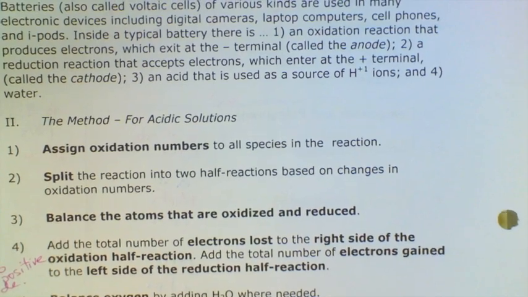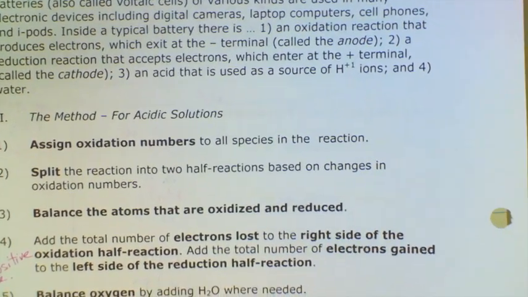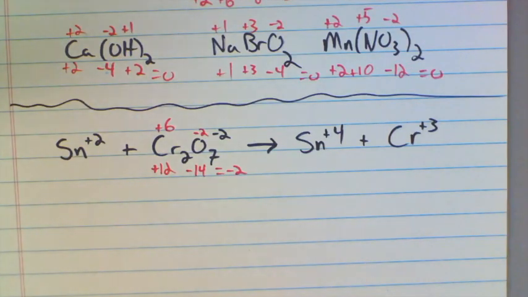Split the reaction into 2 half reactions based on changes in oxidation numbers. So remember OIL RIG here. Oxidation is a loss of electrons. Reduction is gain of electrons. So which of these here is being oxidized? Which one is losing electrons? Which element here? Tin. Tin is losing electrons.